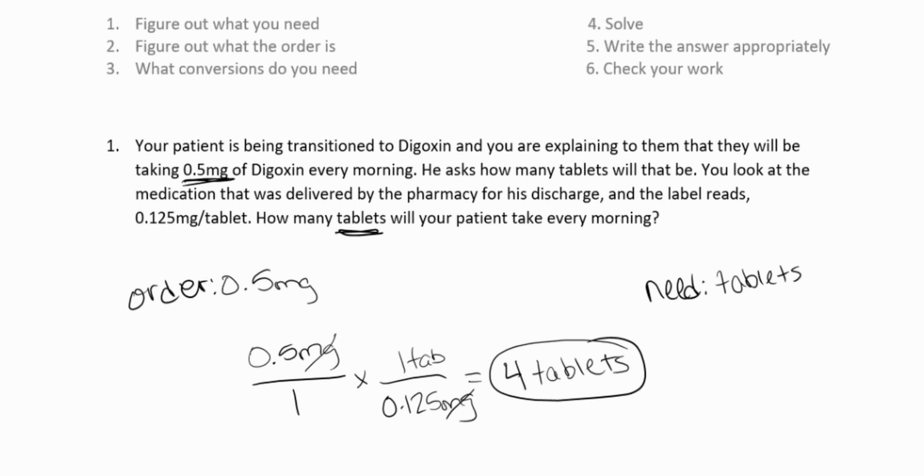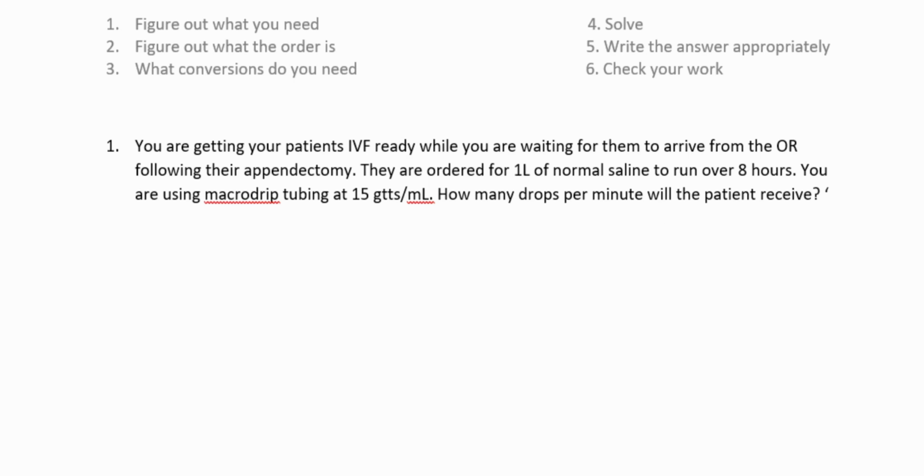And that is our answer. All right, now let's solve one that has drops per minute. So you're getting your patient's IV fluid ready while you're waiting for them to arrive from the OR following their appendectomy. They're ordered for 1 liter of normal saline to run over 8 hours. You're using macro drip tubing at 15 drops per ml. How many drops per minute will the patient receive?